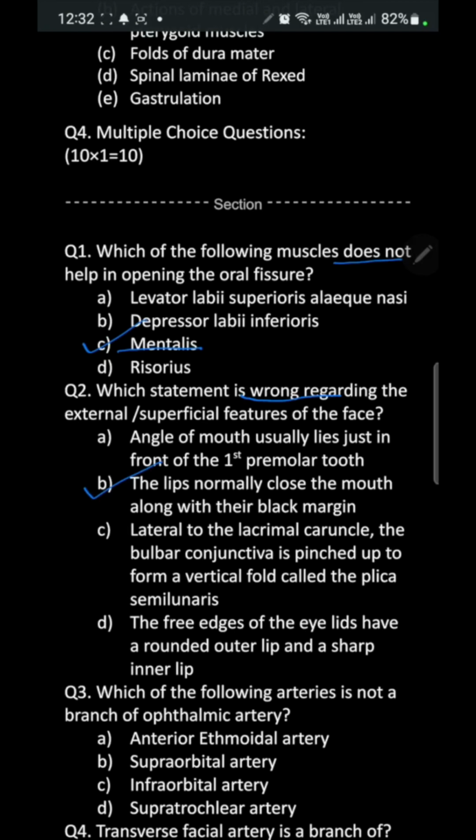Let's read choices C and D also. Lateral to the lacrimal caruncle, the bulbar conjunctiva is pinched up to form a vertical fold called the plica semilunaris. This is correct, and all these options are actually to make you learn about these minute features of the face. The free edges of the eyelids have a rounded outer lip and a sharp inner lip. This also is a correct statement. You can correlate all these options given here from the book.